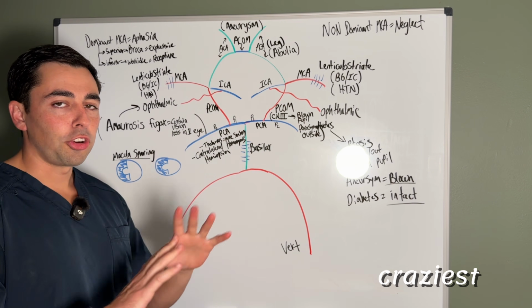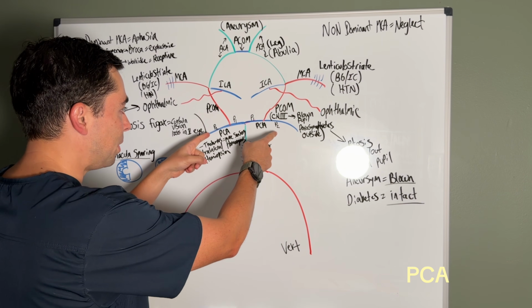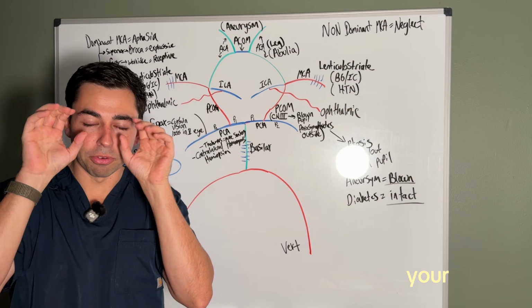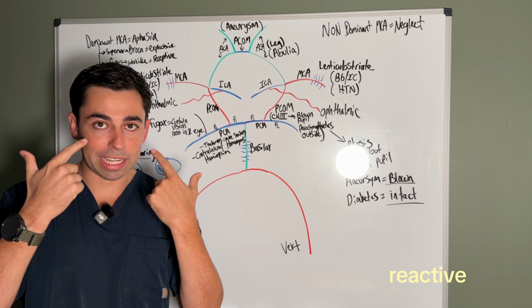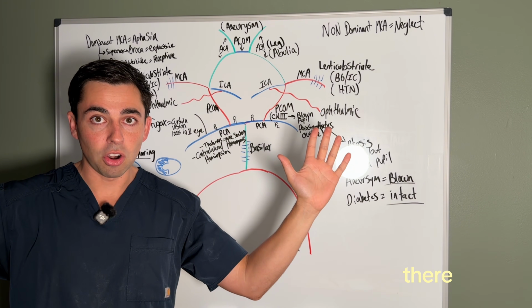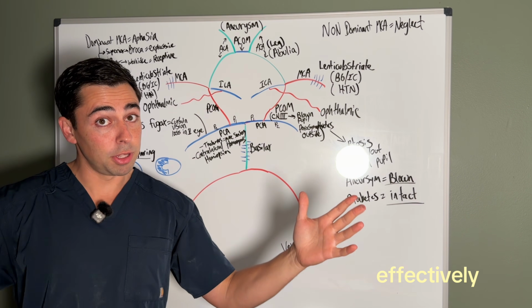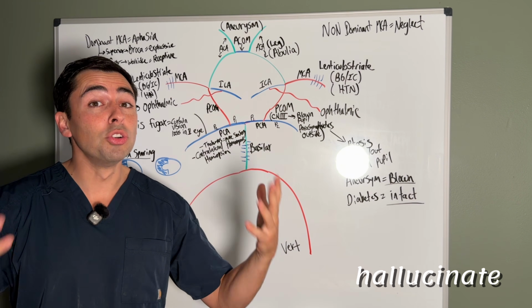And lastly, one of the craziest syndromes in neurology, Anton syndrome, which is where you knock out both of your PCAs, so you're cortically blind. Your eyes still can see and perceive the world. Pupils are reactive. However, when it goes to your visual processing center, there's nothing there. So you're effectively blind even though you can see, and your body and your mind will just hallucinate things.